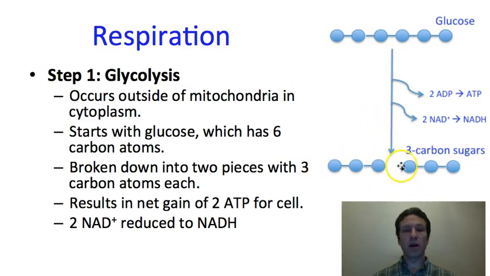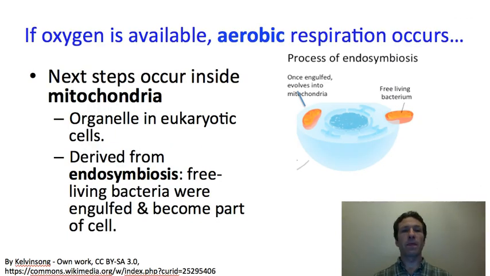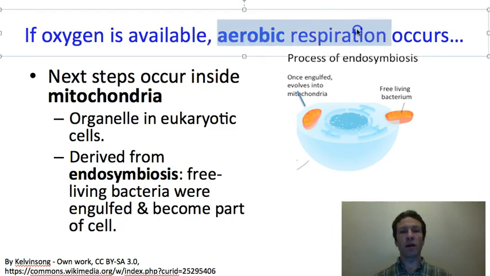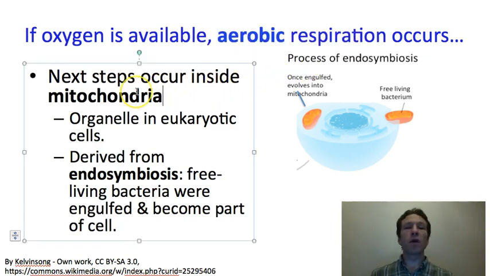Here are our 3-carbon sugars. We've said there's 2 ATP, 2 NAD plus are reduced to NADH. We are ready to go on to the next step. It's important here that the next step will only happen if oxygen is available. Therefore, we are talking about aerobic respiration. This is where mitochondria will become important.